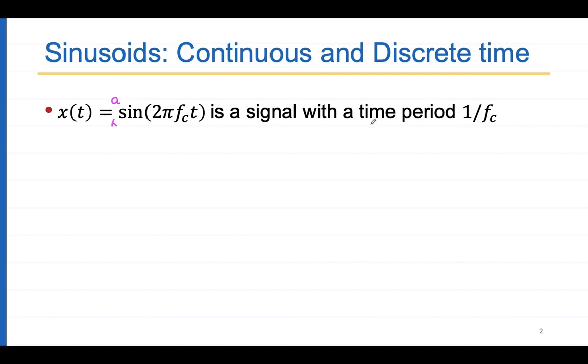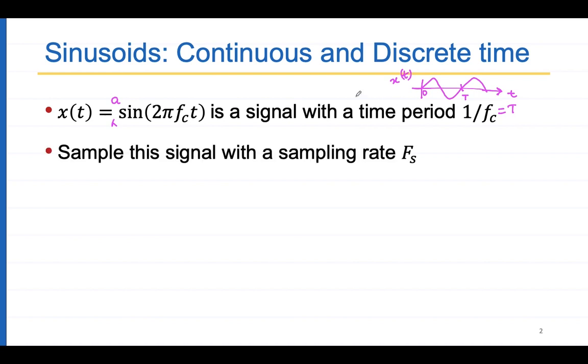If I ask you to plot this signal, how will you do that? If you know fc, you know that the time period of this sinusoid is capital T, which is equal to 1 upon fc, right? And this is your time axis, this is your x(t), and this is your 0. Very simple. Now, this is the continuous time signal. Of course, you can have a phase delay, you can add a phase delay phi, and correspondingly you can move this.